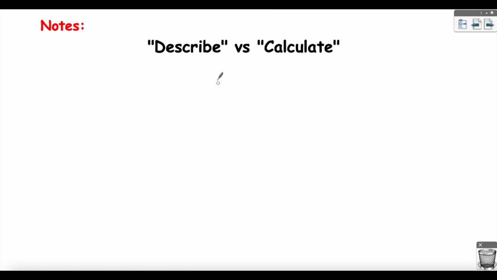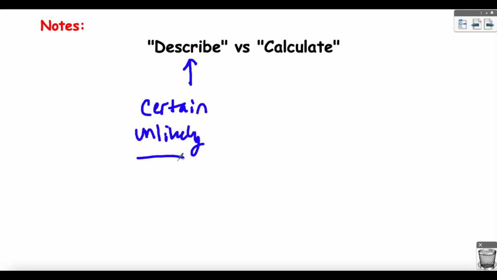So let's go through these two. The first skill set we're going to talk about is describing. If in the instructions you read "describe the chance," or "use words," something along those lines, you're looking for answers like certain or unlikely, etc. If you see something that says "calculate the probability" or "find the probability," that means you must actually physically calculate it by taking that equation we just took a look at.